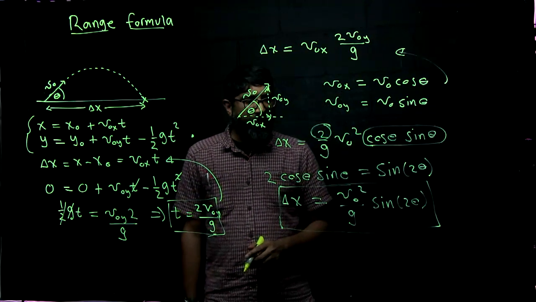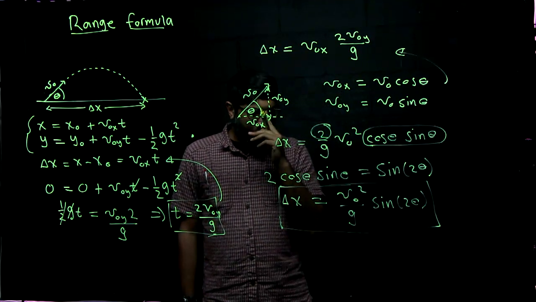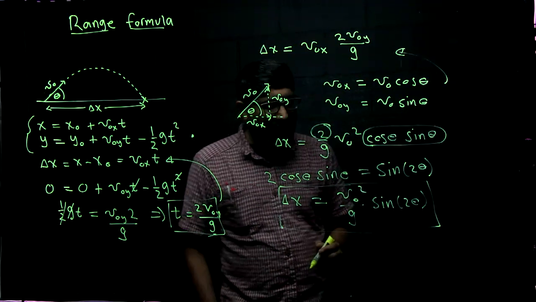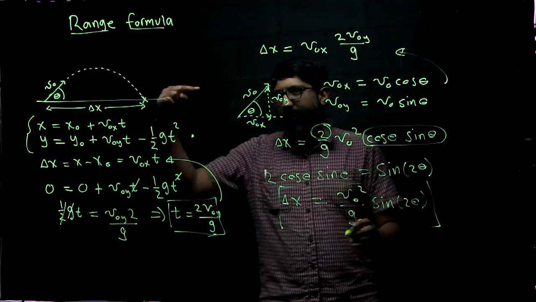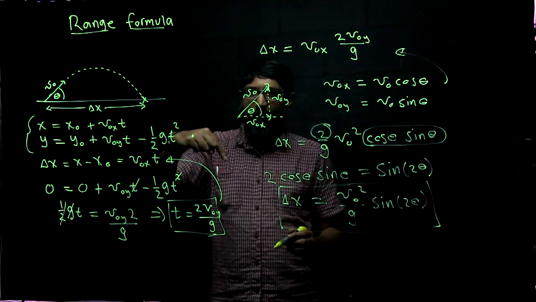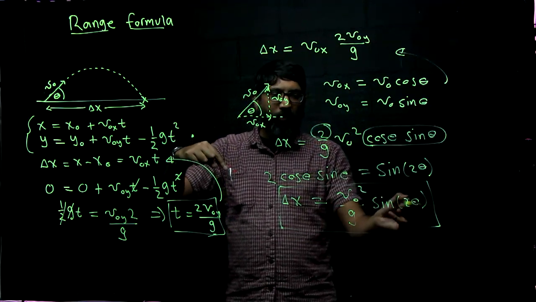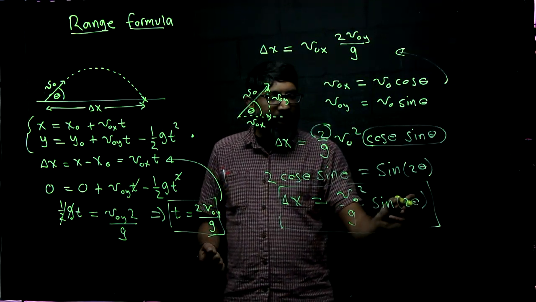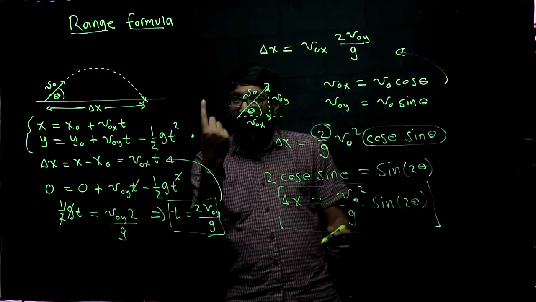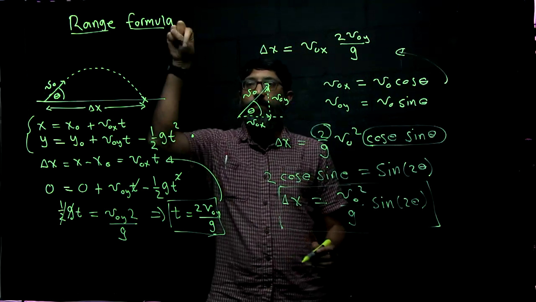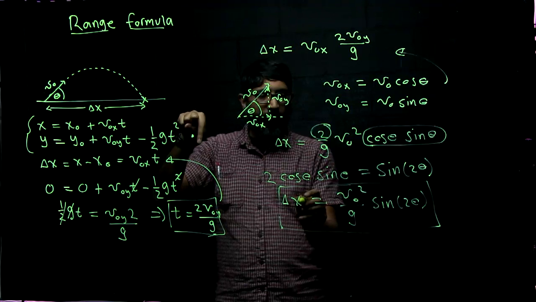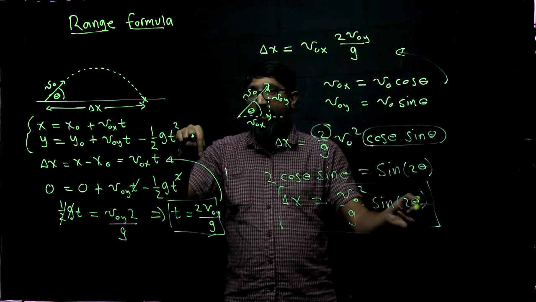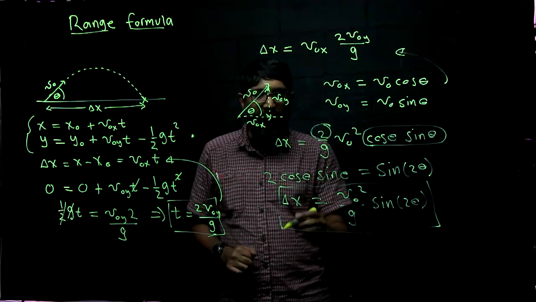Let's see if we can make some sense out of this. What we could do is think about what happens for various values of theta. So first of all, if theta is 0, then I'm firing it horizontally. Well, I'm just going to hit the ground right away. And sine of 0 is 0, so delta x is 0. That makes sense. If theta is 90 degrees, then I'm firing straight up. I just go straight up and I come straight down. My range should be 0. And at 90 degrees, sine of 2 theta is sine of 180 degrees, which is 0. So that also makes sense.